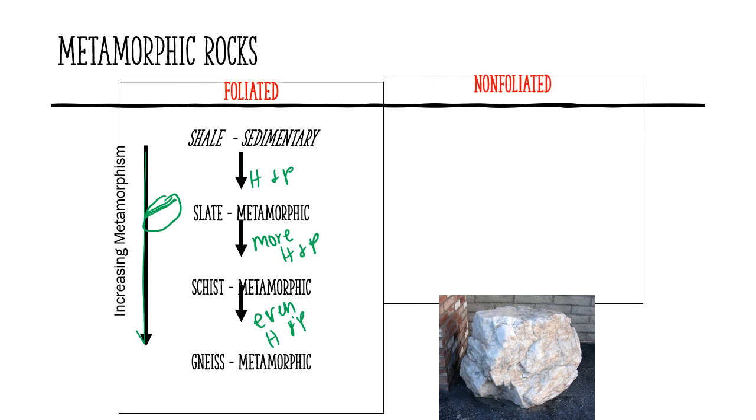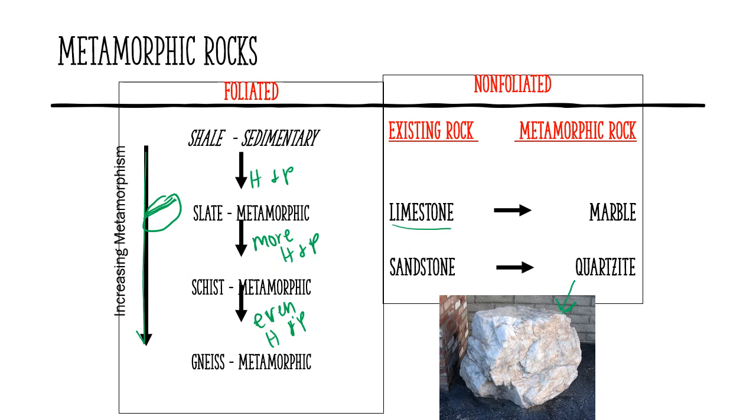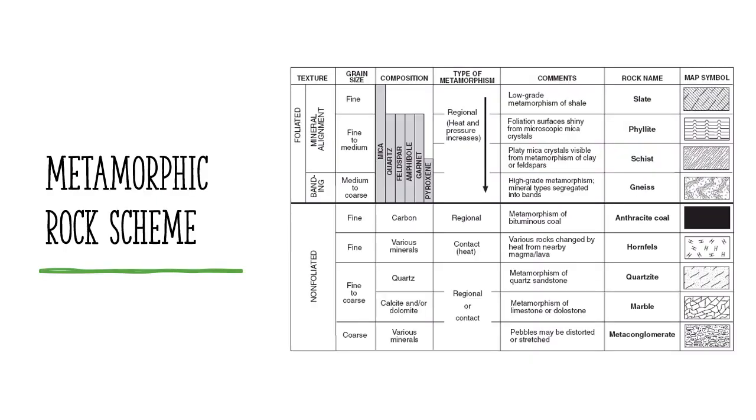All right, non-foliated metamorphic rocks. So again, existing rock. Limestone, you may remember, is also a sedimentary rock made of shell fragments. Once it undergoes heat and pressure, it metamorphosizes into marble, which is what we have down here. And then sandstone, also a sedimentary rock. When it undergoes metamorphosis, it turns into quartzite. Oh, that looks like that arrow is pointing at quartzite. Okay. And last but certainly not least, we have a metamorphic rock scheme.